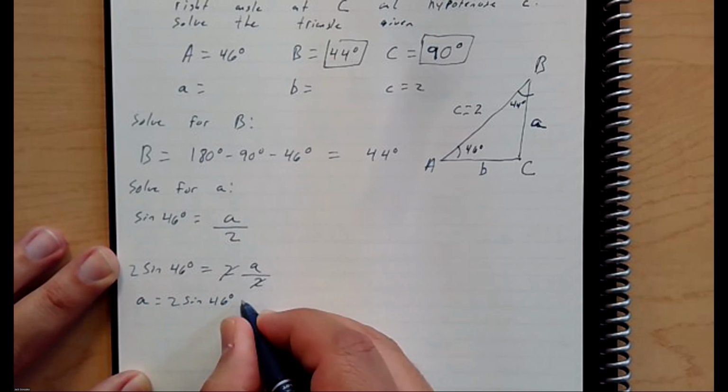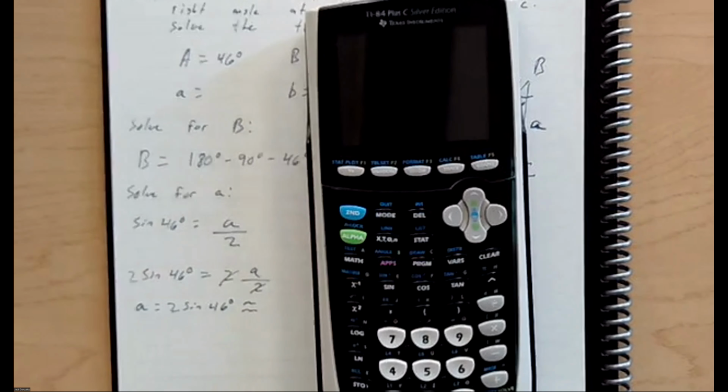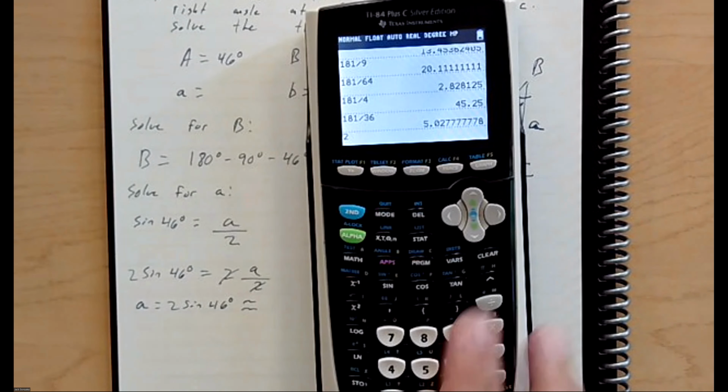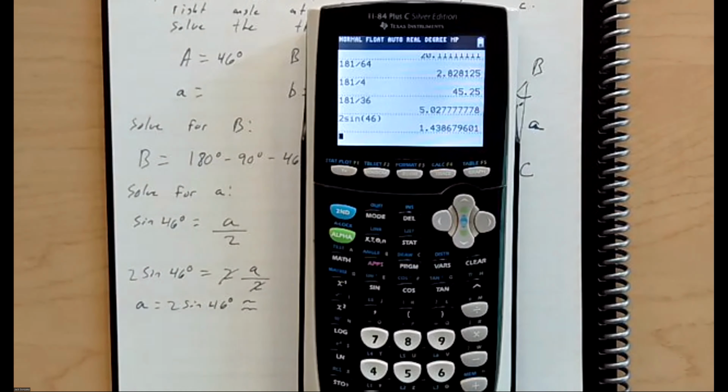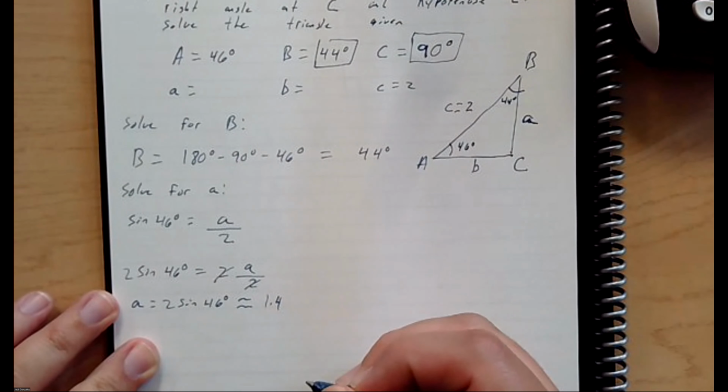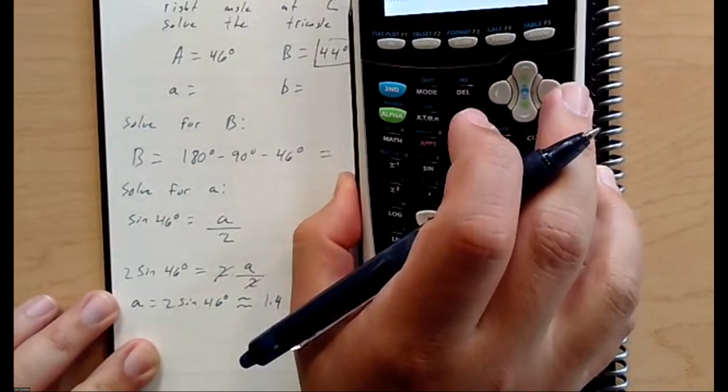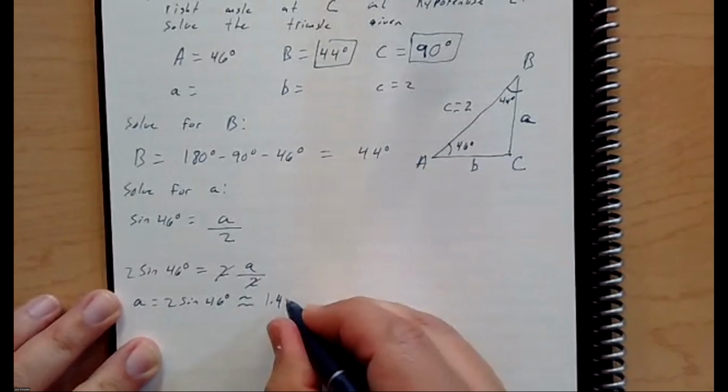What is 2 sine 46? I don't know what that is. Make sure your calculator is in degrees. I think they said to round to something, right? 4 decimals. Okay. 1.4387. Okay. You guys okay so far?